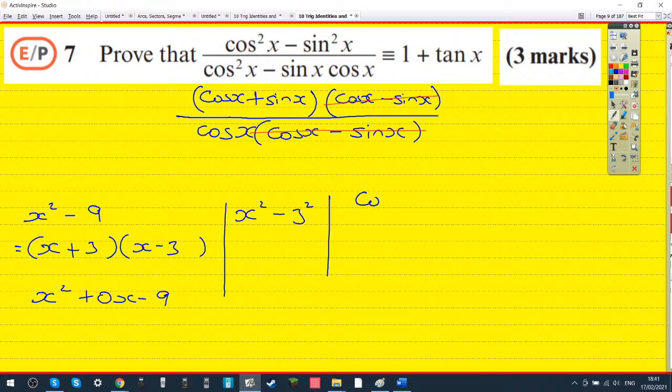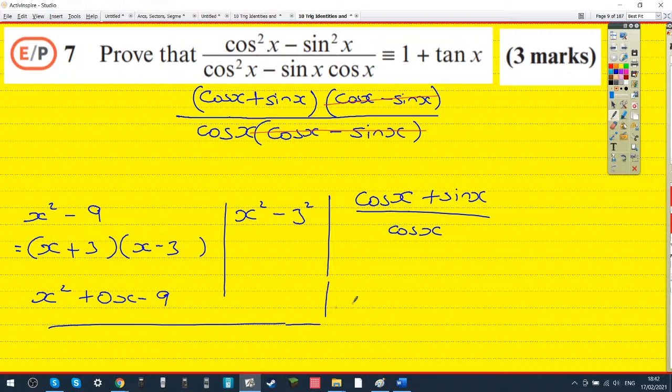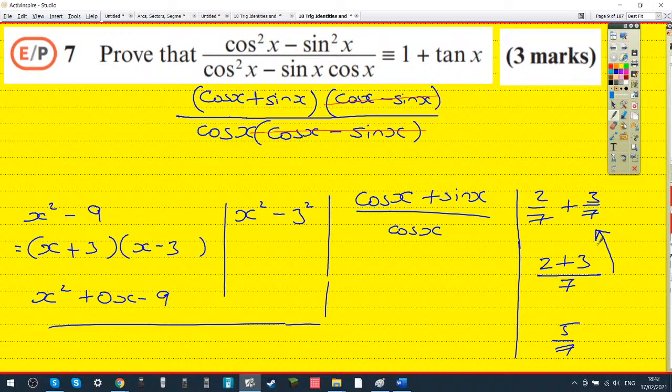Then we have cos x plus sin x over cos x. Any idea what you do next? No. So you can distribute this out. Let me just show you. What is 2 over 7 plus 3 over 7? 5 over 7. So you can now do that automatically. Once upon a time, you had to bring the two together and copy the denominator. If you can bring the two together, you can bring them apart again. So 2 plus 3 over 7 is the same as 2 over 7 plus 3 over 7.